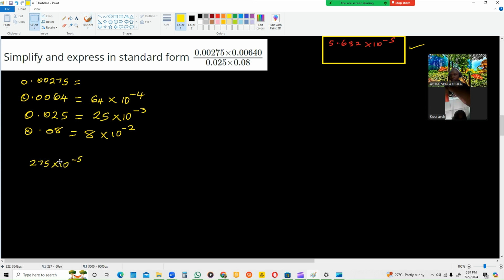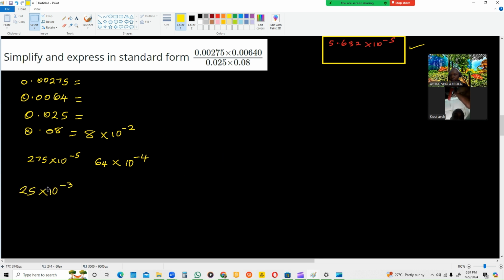So now that we have all of this, what we have to do is to place them side by side. So this one times this, then divided by this one times the other one. So I'm going to be introducing the division line between them now. Then I introduce my multiplication sign in between.